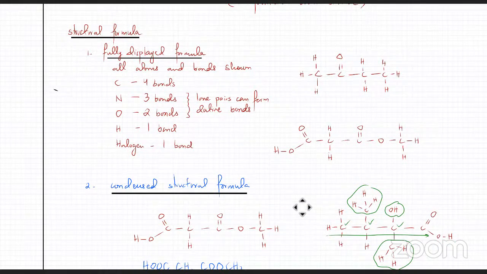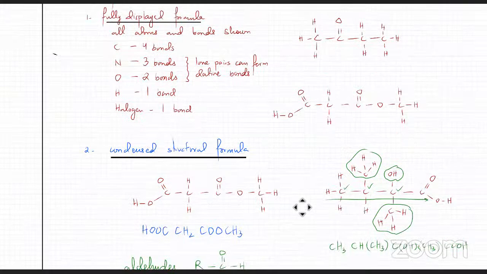Then you're going to have the condensed formula where you can just condense the structure if you travel from left to right. For example, this is CH3, this is CH. With the CH3 branch, you put that in brackets. Then you've got C. With an OH branch, you put the OH in brackets. With another CH3 branch, you put that in brackets, and then COOH. So make sure you know how to write displayed formulas as well as condensed formulas.